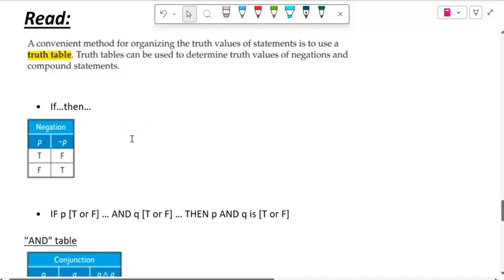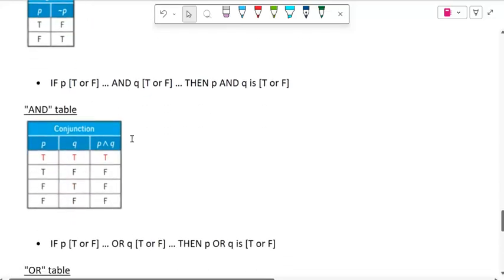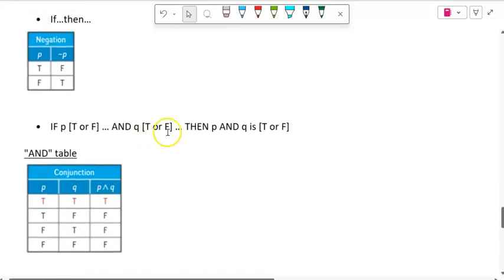A convenient method for organizing the truth values of a statement is to use the truth table. Truth tables can be used to determine truth values of negations and compound statements. Perfect. So we're going to write all three of these truth tables. So go ahead and get these two written down.